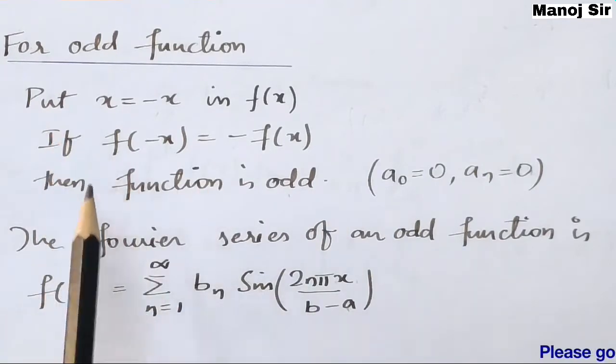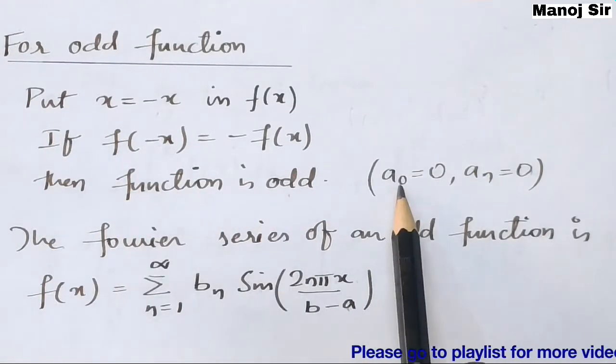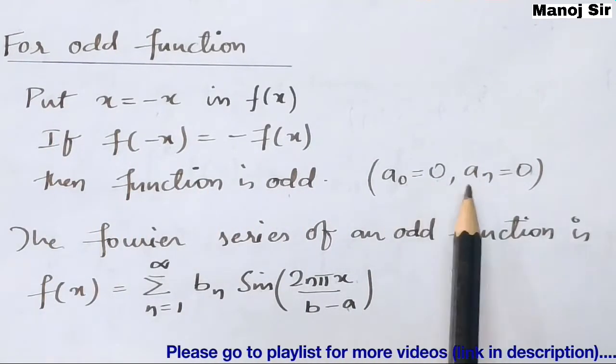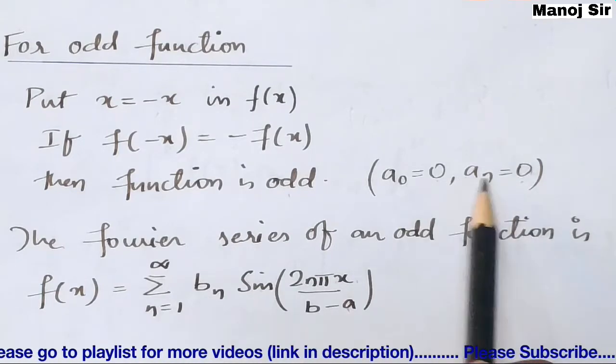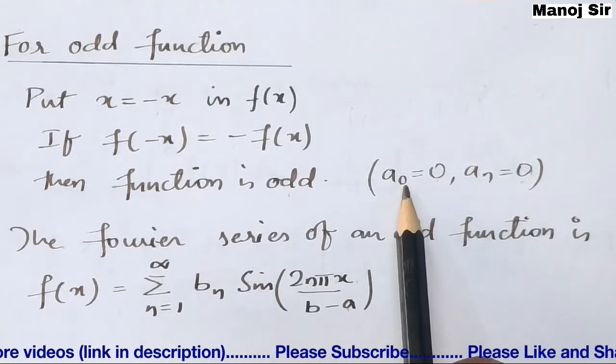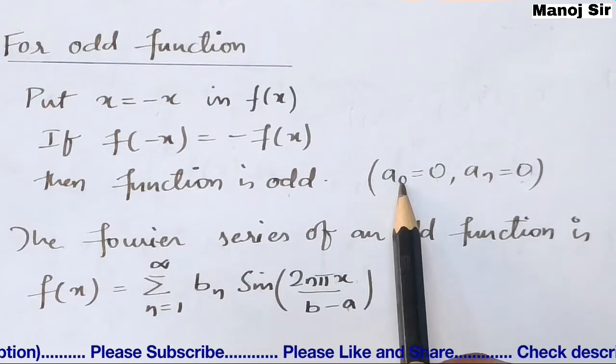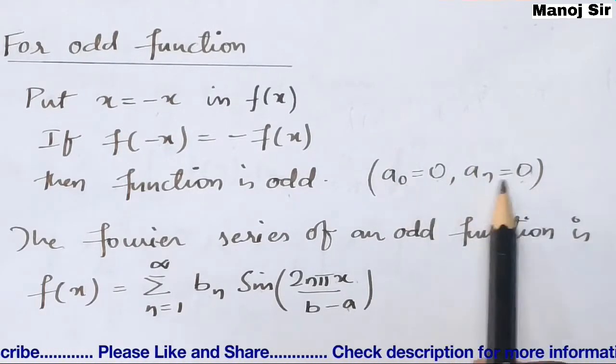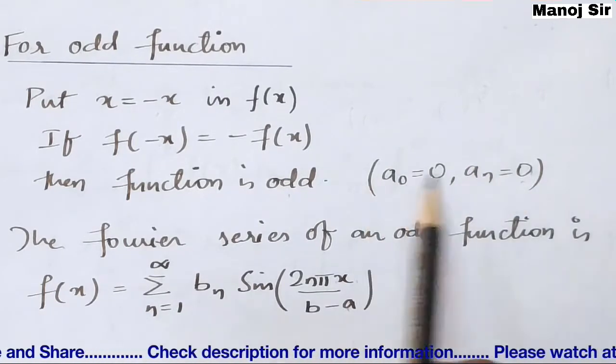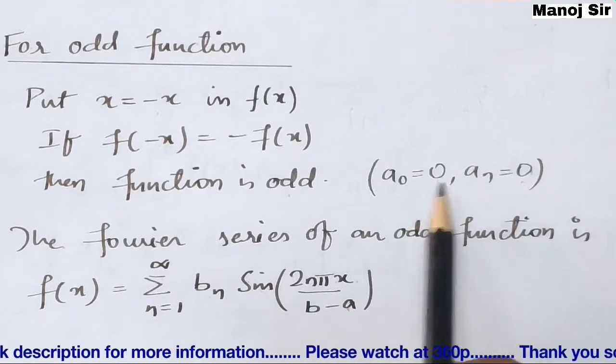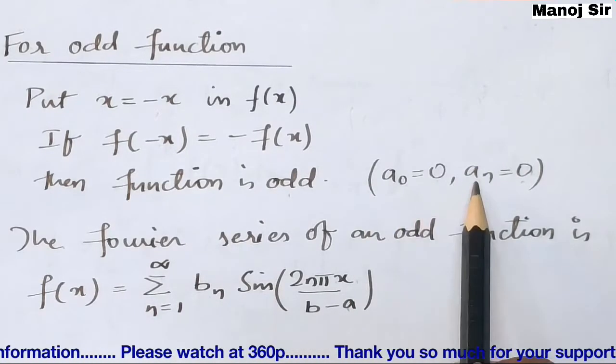Now if the function is an odd function, simply a naught will become 0, and a n will become 0. Directly you can say that a naught equals 0 and a n equals 0. Directly you can put this value. There is no need to find or prove that this becomes 0.